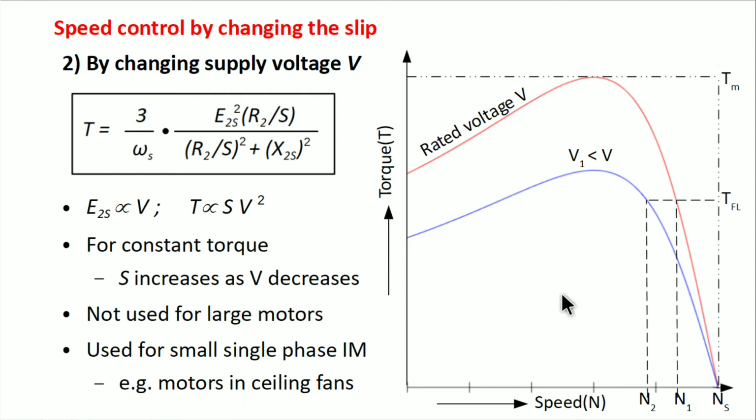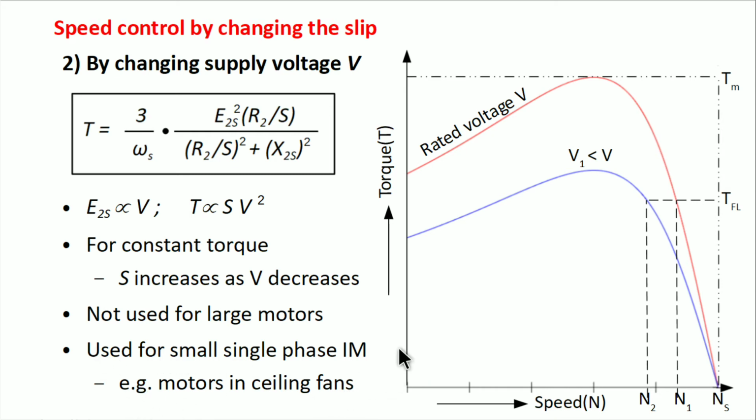But this method is not generally used in large motors because the torque varies as the square of the voltage. So torque becomes very poor with the decrease in voltage. So in large motors we cannot use this method because there the load on the motor is large. So this method can be used in small single phase motors.